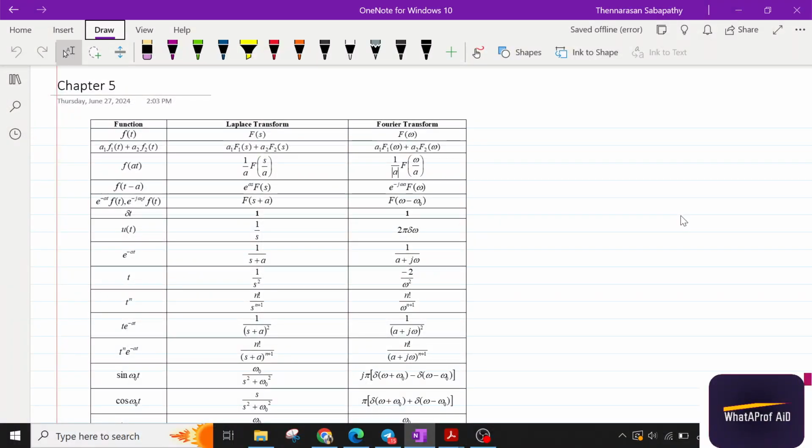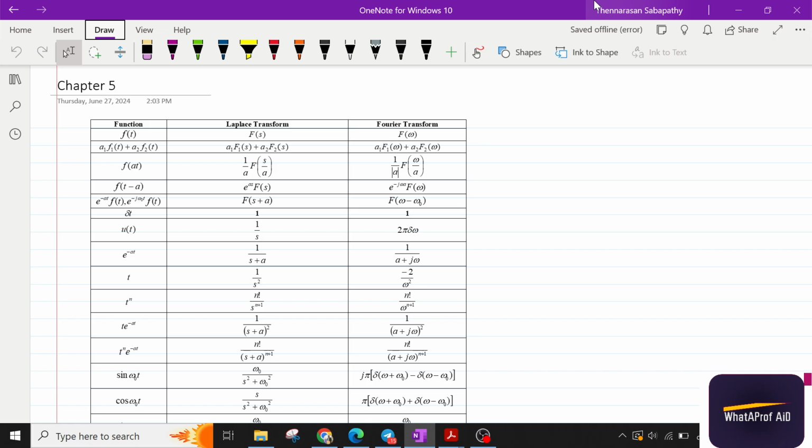Hi all. So today we will go to the new chapter, chapter 5, which is Fourier transform. For this chapter, basically we will refer to a table, as you used the Laplace transform table before for chapter 3. Similarly, for this chapter we will use the Fourier transform table.